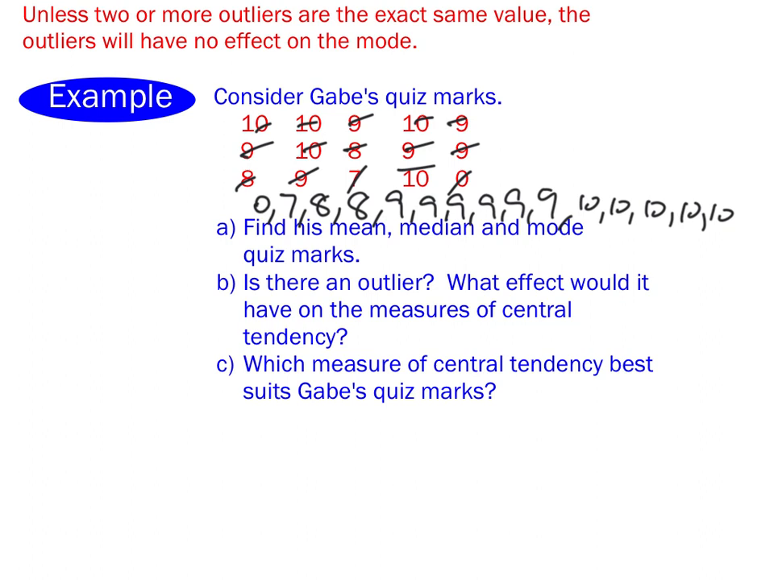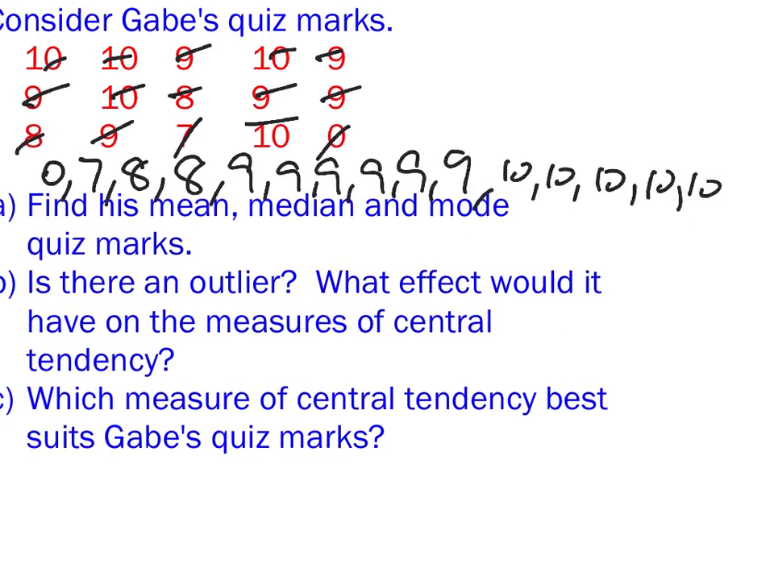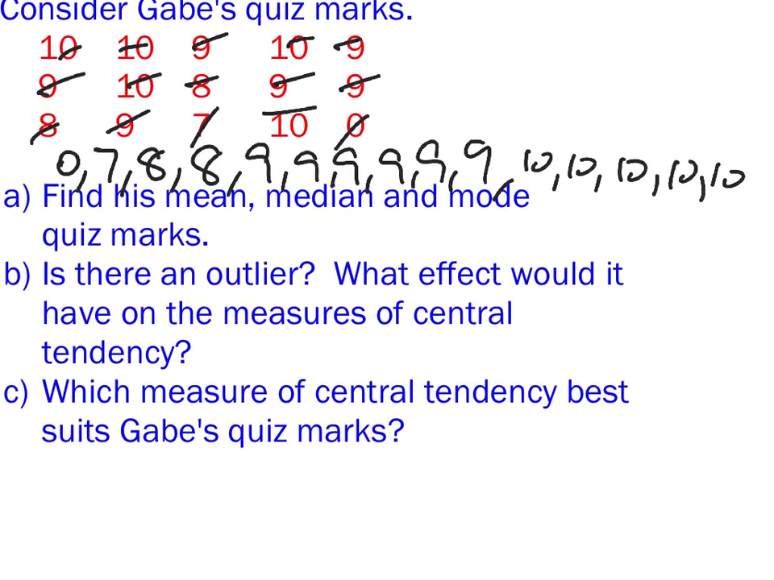It's always a good idea to write the numbers in order from lowest to highest. It makes it super easy to figure out what the mode is, which number repeats the most, and it also makes it way easier to identify what the middle number is. It doesn't necessarily make it any easier to figure out the mean, but that's okay.